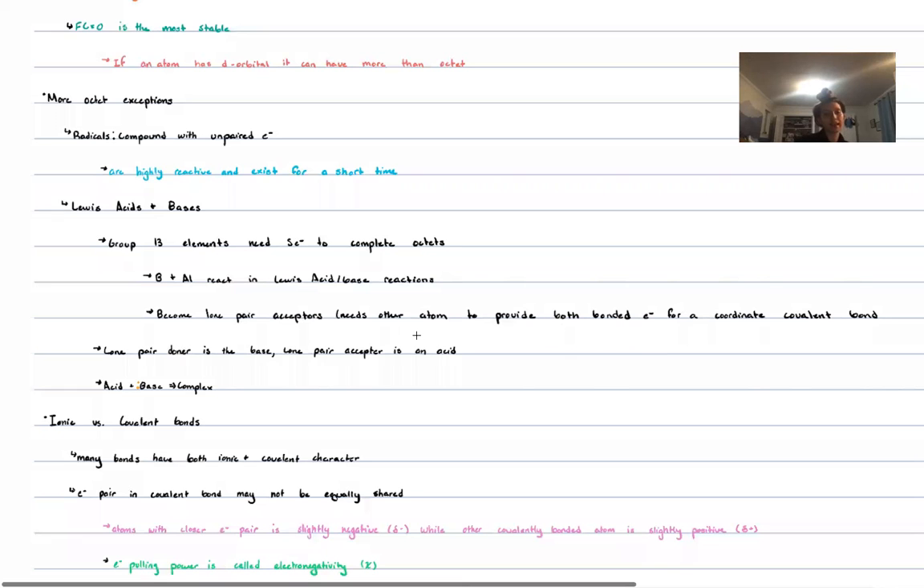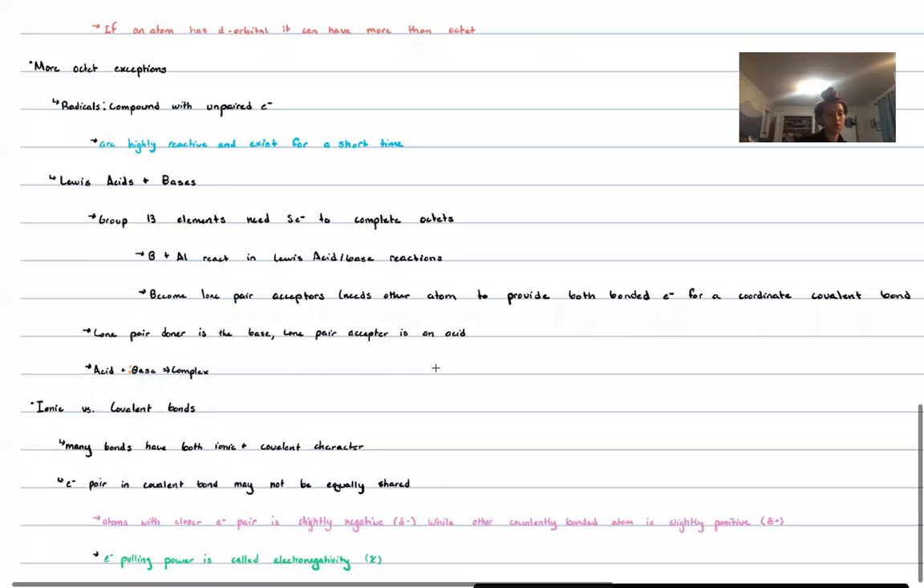So in those cases, I guess a good case would be BF3, I want to say, where instead of bonding again with another F, or double bonding with an F, it waits until another one comes because the F doesn't want to bond. So you have to have something that brings both to the table.